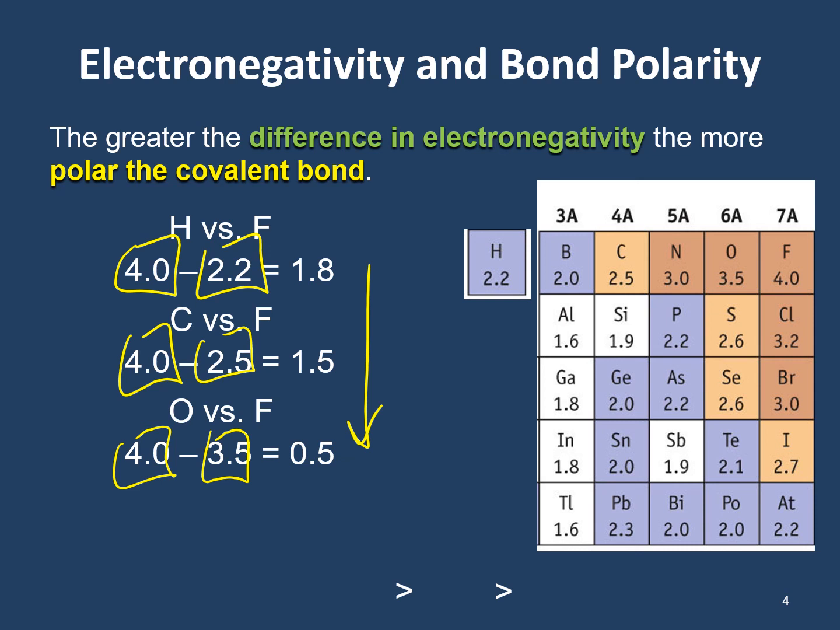And what this means is, for the polarity of our bonds, the most polar of these is going to be the HF bond. After that, it's going to be the CF bond. And after that, it's going to be the OF bond.